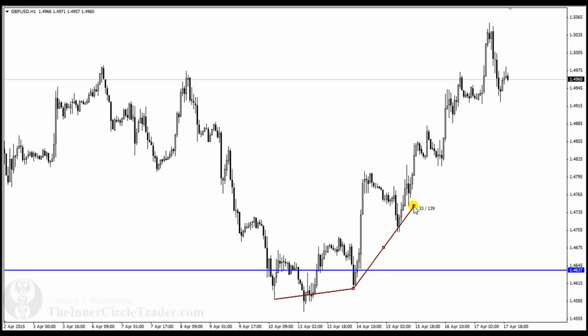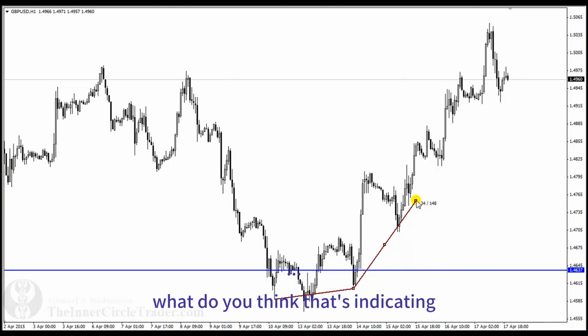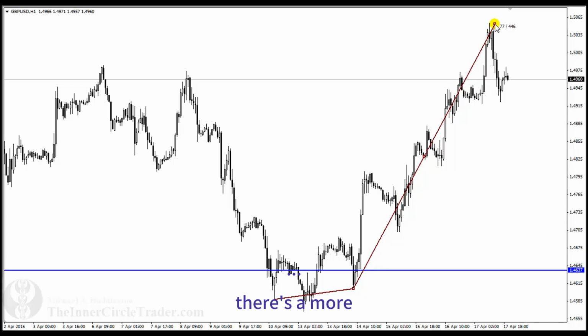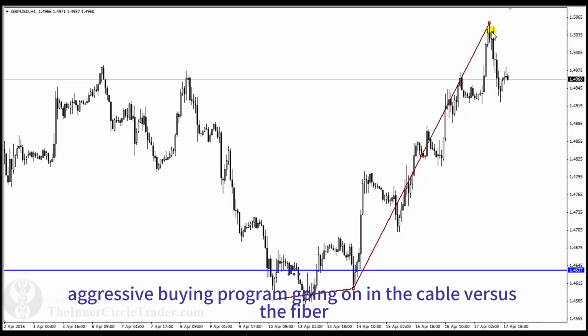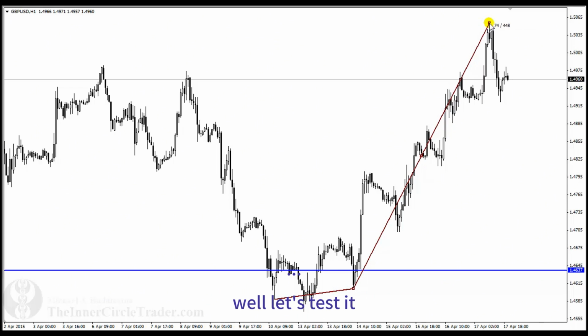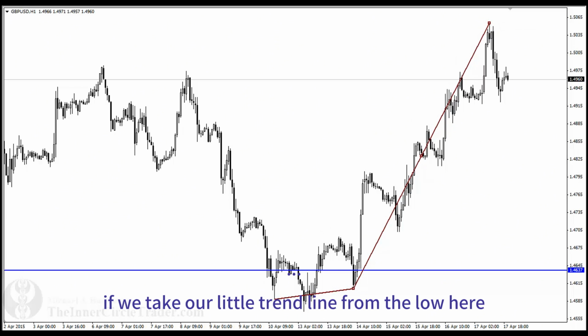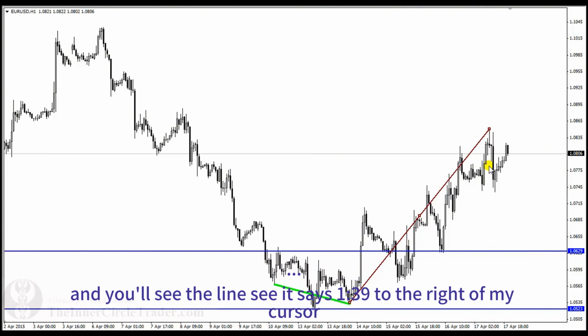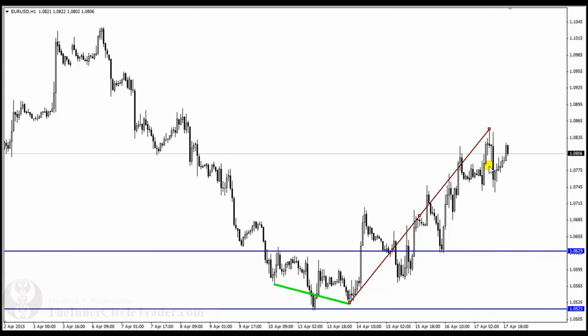See, it says 139 to the right of my cursor. And now we're up to 200, 315, 400, up to the high of 448 pips. Okay, you see that? 448. The fiber moved what? Did it move 448? No, 315 pips. So which was the outperformer? Cable, clearly.